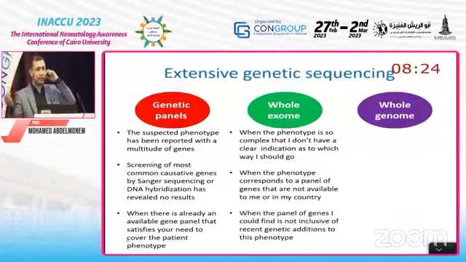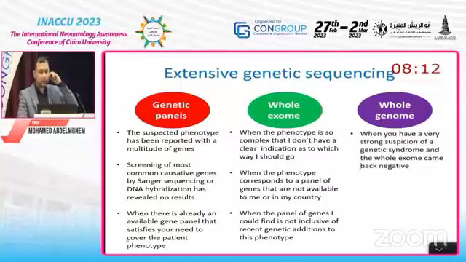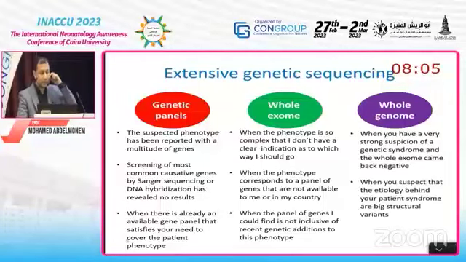The technique I do is whole exome sequencing, and then the analysis I do is for specific genes that satisfy the patient phenotype. And whole genome, we do when you have a very strong suspicion of a genetic syndrome and the whole exome came back negative, or when you suspect the etiology behind your patient syndrome are big structural variants, because whole exomes are defective in this regard.